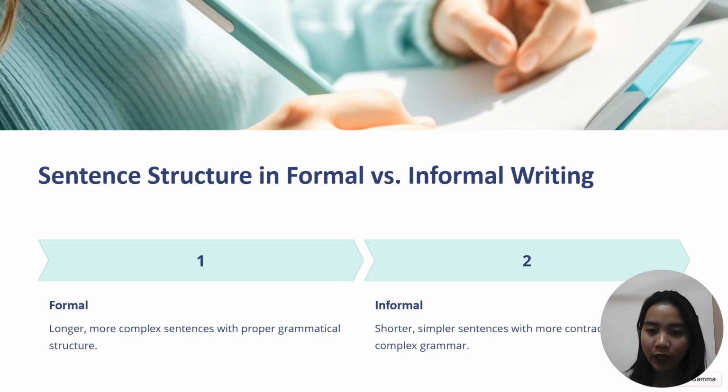Sentence structure in formal and informal writing. We have already come across how to speak formal and informal. Right now, let's see about writing. Formal: longer, more complex sentences with proper grammatical structure. We will be writing well, like articles and reports. Informal: shorter, simpler sentences with more contractions and not more complex grammar.